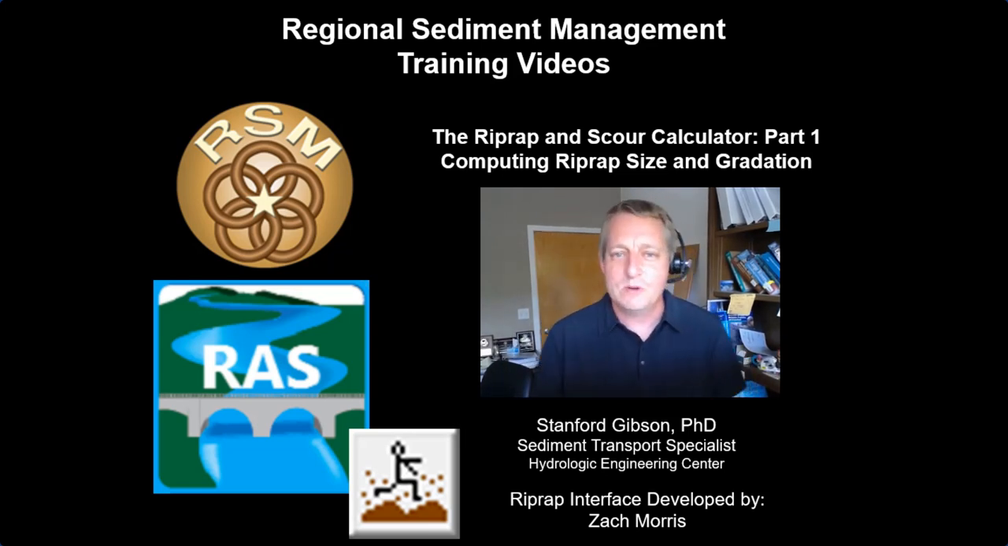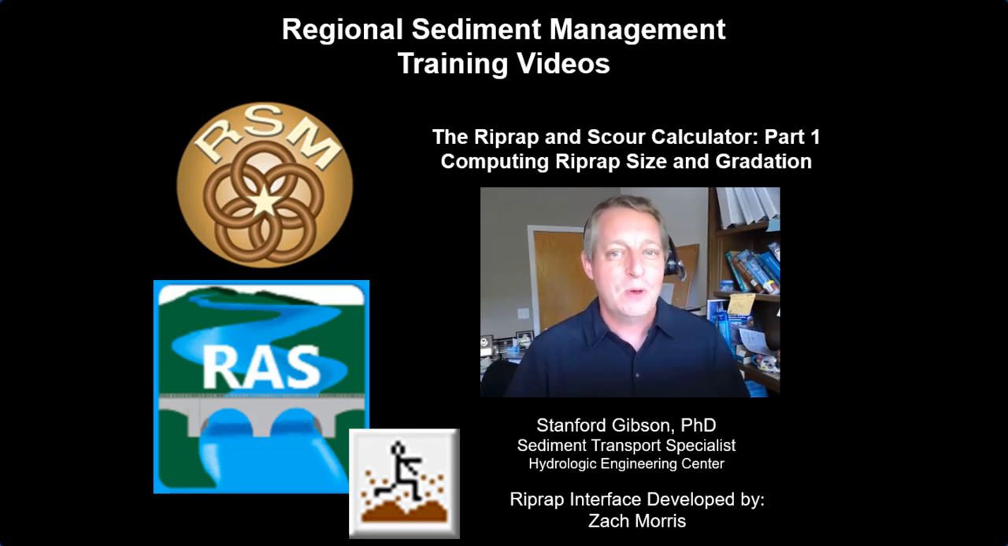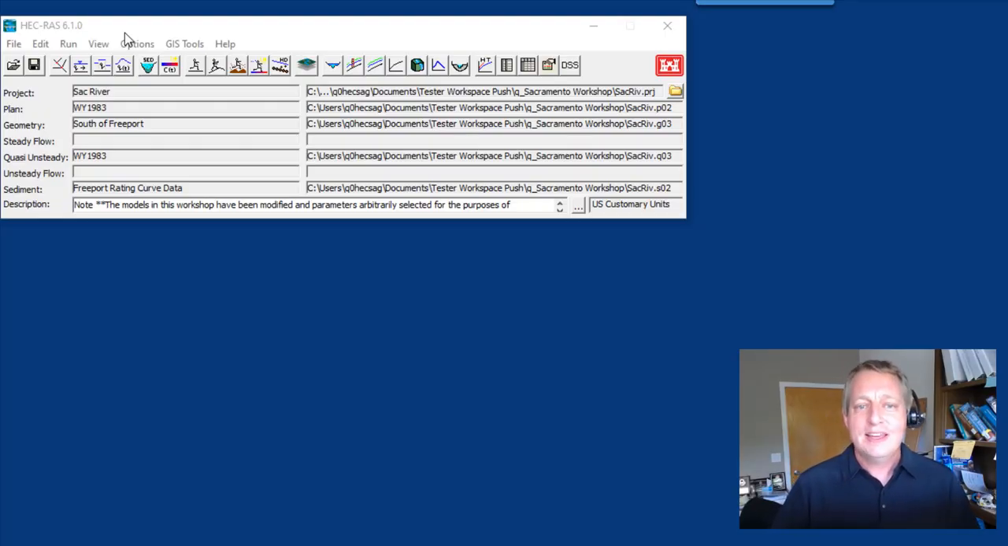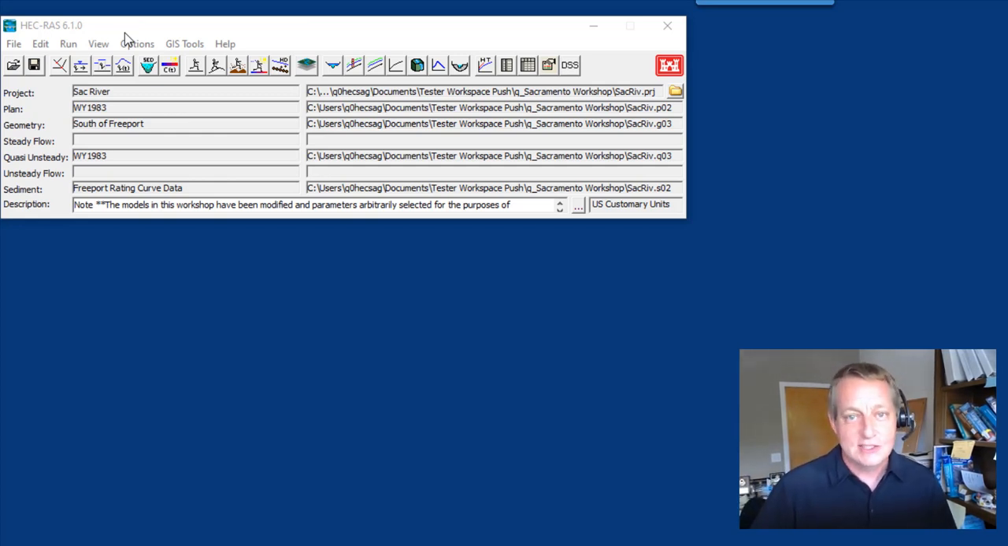I am the Sediment Transport Specialist at the Hydrologic Engineering Center. Today we're going to talk about a new feature in HEC-RAS version 6.1 called the Riprap and Scour Calculator. It was funded by the Regional Sediment Management Program, and it's the headline feature of version 6.1. To get to it, you're going to have to go to the hydraulic designs function.